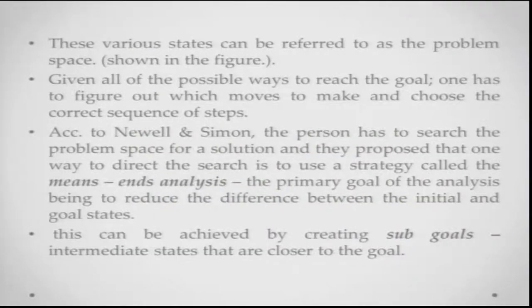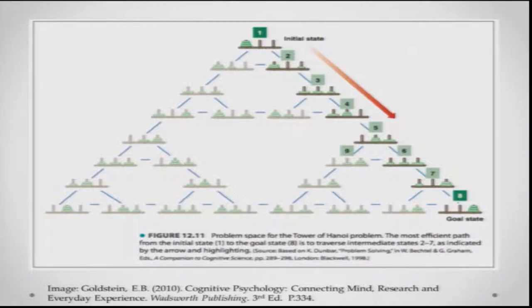Now the various intermediate states here can be referred to as the problem space. I will just show you the problem space in a bit. This is what the problem space looks like. These are all the possible states built together, and what you have to do is start from 1 and reach 8, which is your solution.